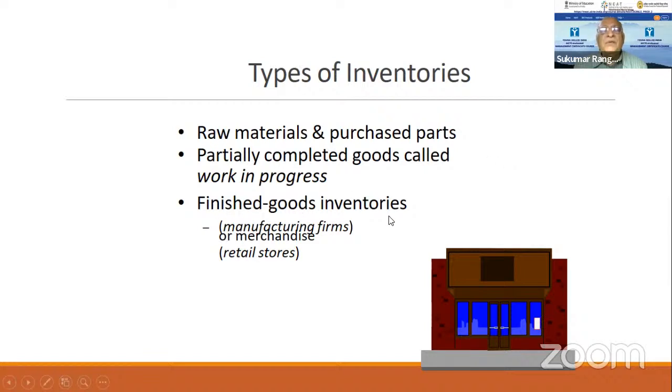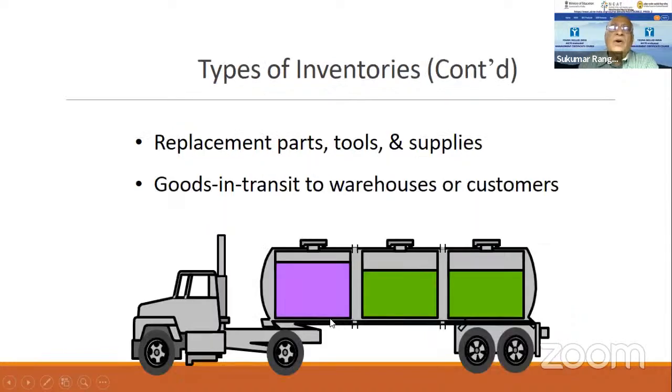Then we have finished goods inventories. Once the goods are completed, they are stored either in the factory, or transported to the channel partner, which can be a distributor, and then to the retail stores. They are at various levels, which are finished goods inventory, or FG, we call it.